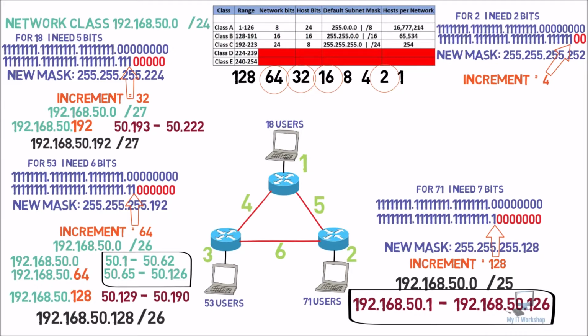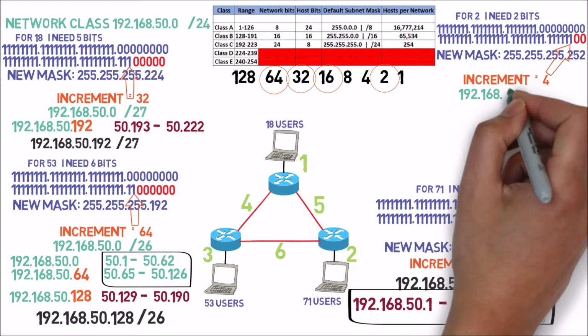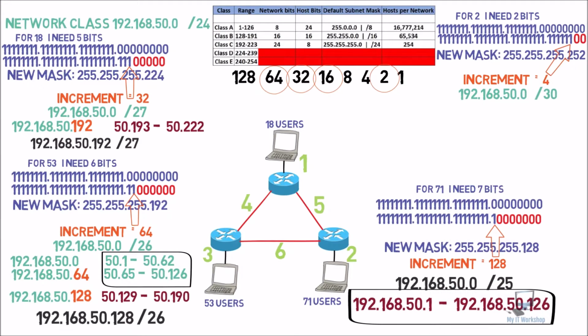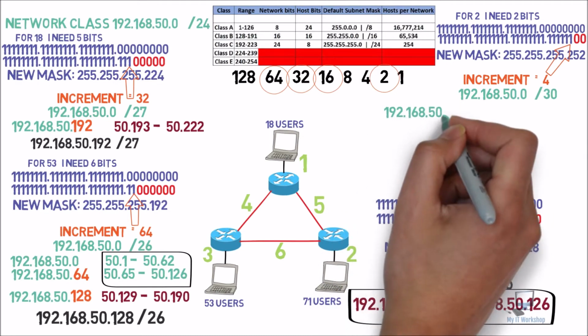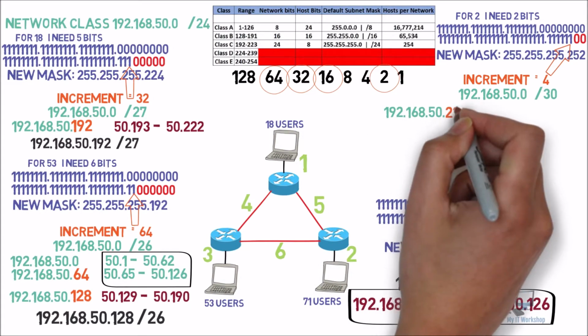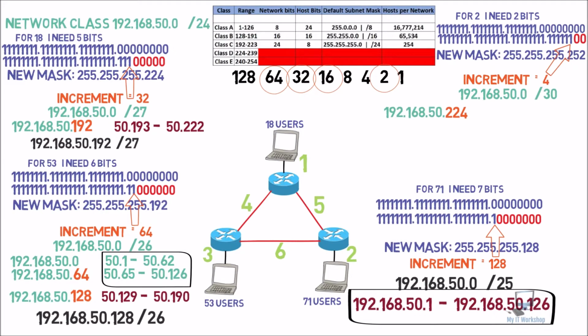Don't forget, I need 3, and I'm going to start from 224. Why? Because if you see the last example, for 18 users, our last usable IP address is 222. So 223 is going to be the broadcast, and 224 is going to be the next usable network. So 192.168.50.224 is going to be my first network. Don't forget, I need 3.